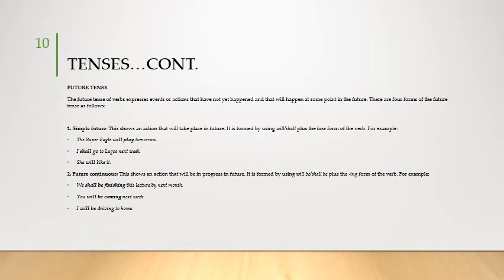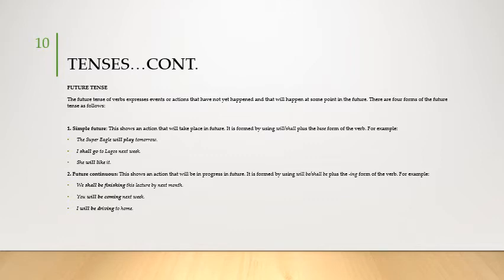Now future tense. What is future tense? Future tense of verbs expresses events or actions that have not yet happened and that will happen at some point in the future. There are four types or forms of the future tense as follows. Simple future. This shows an action that will take place in the future.